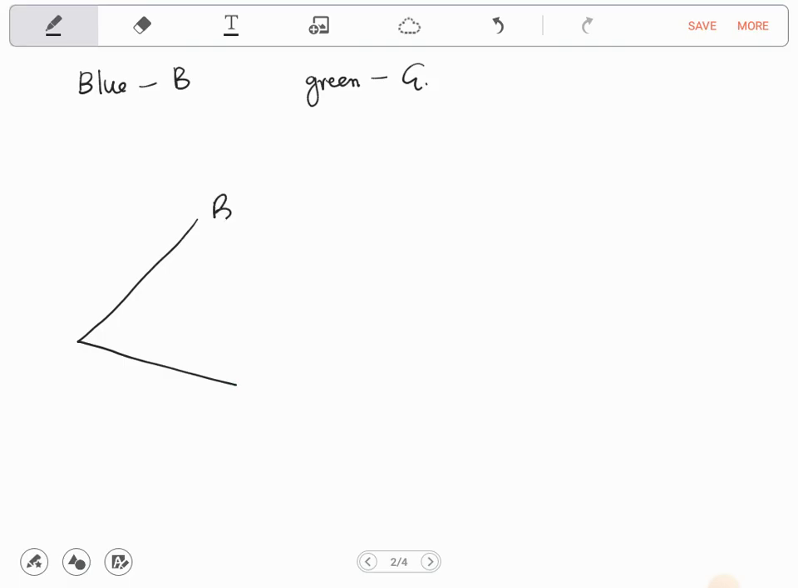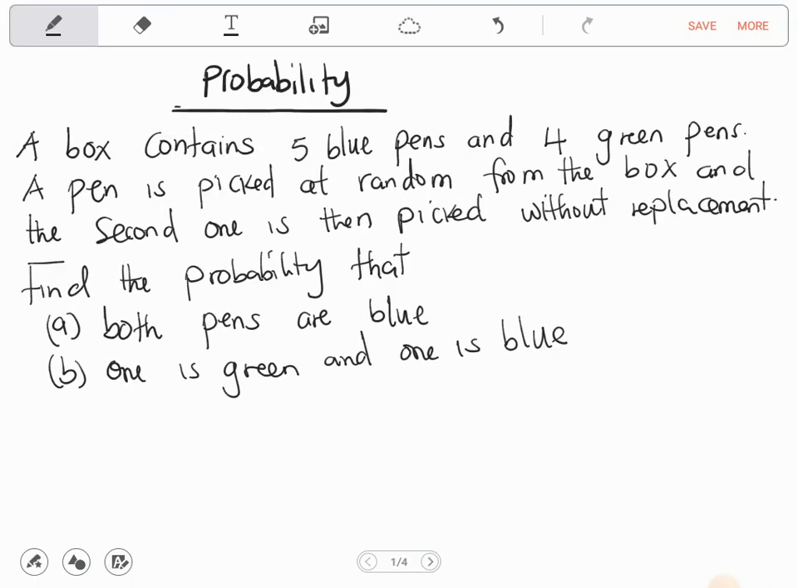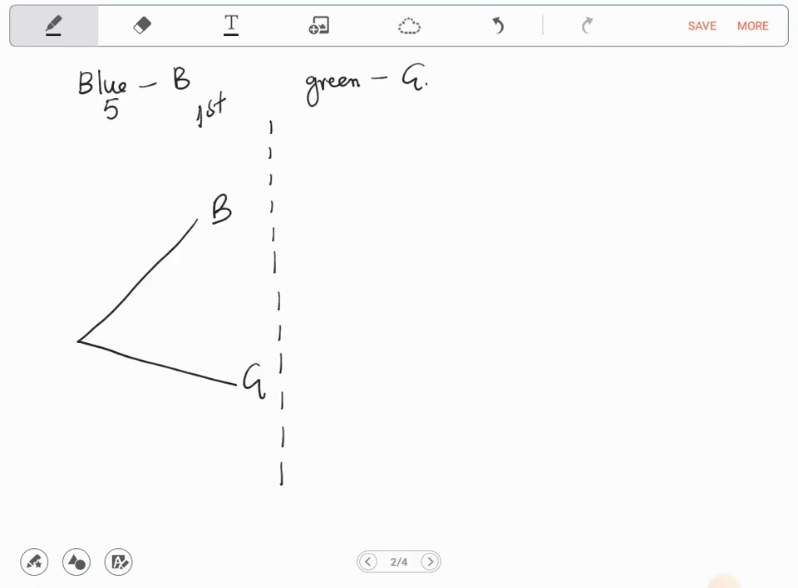So we have blue here, then we have green. This one is our first selection. Now blue is how many? Blue is 5 and the green is 4. Total is 9. So in the first selection, blue is 5 out of 9. In the first selection still, green is 4 out of 9.